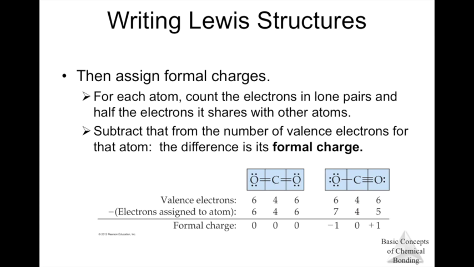I said earlier that you're almost done. Well, sometimes there's different ways of drawing things, and you have to figure out which is the best way energetically to do that. And that's done by assigning formal charges. So for each atom, you're going to count the electrons in lone pairs and then half of the electrons that it shares with the other atoms. And you subtract that from the total number of valence electrons for that atom, and you get formal charge.